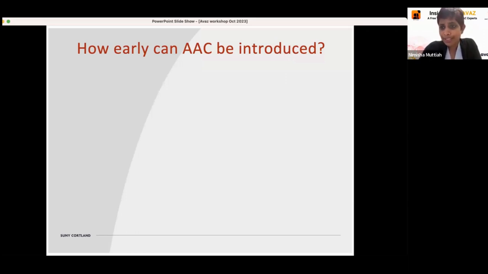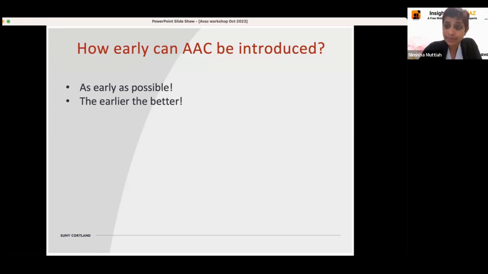So a really important thing to think about is how early can we introduce AAC, right? How early should it start? And really the answer to that is as early as possible. When I was at Penn State as a PhD student, I remember one of the research projects we had was with children with Down syndrome. And we were introducing AAC to children who were less than one year old. So as early as possible is the answer.